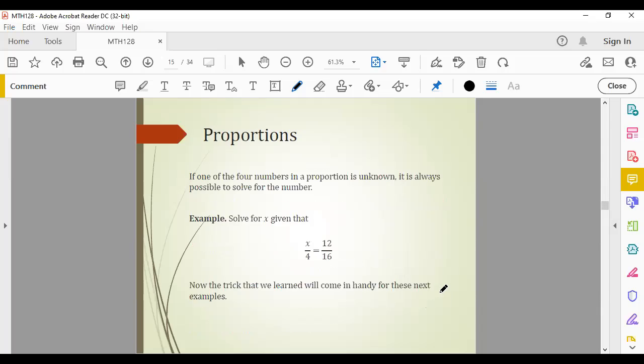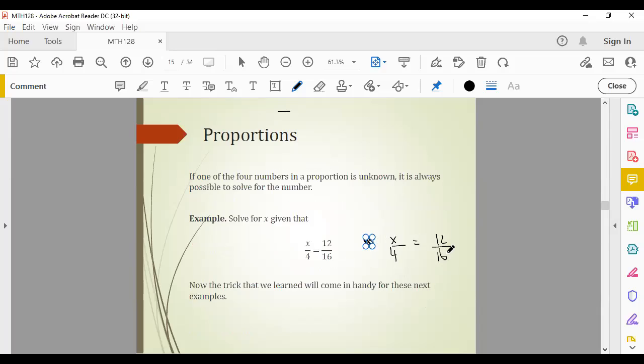So here is an example. Solve for x given that x over 4 is equal to 12 over 16. And it's our job to figure out what is this x value that would make this proportion true.